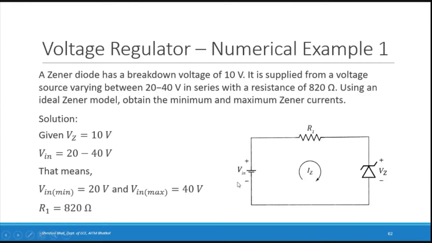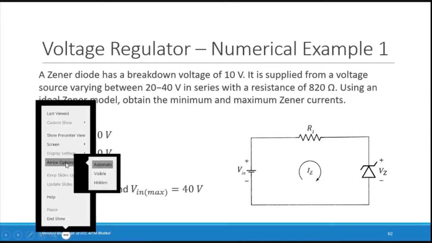So from these things you can draw the circuit like this. The circuit is not given, but based on those given things we can draw the circuit like this. Vin is given as 20 to 40, R1 is given as 820, VZ is given as 10 volts. You are asked to obtain minimum and maximum Zener currents, that is IZ min and IZ max. IZ is the Zener current. You have to find IZ min and IZ max.